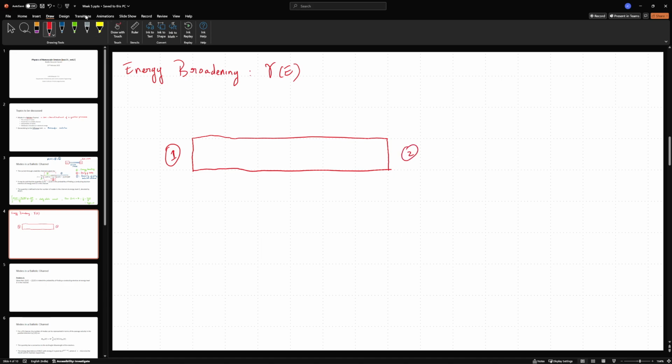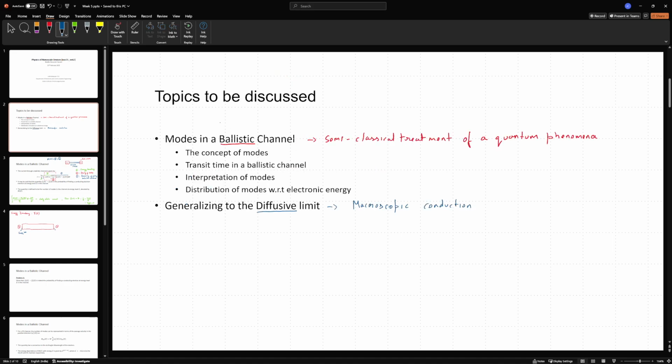So one thing that you may have learned from the previous week's lectures is that these two interfaces, this is where energy loss or gain occurs. In fact, it's almost always energy loss, and that is what gives us the idea of resistance. Although we are calling this ballistic transport, so what does ballistic mean? Ballistic means without collision, or scattering.